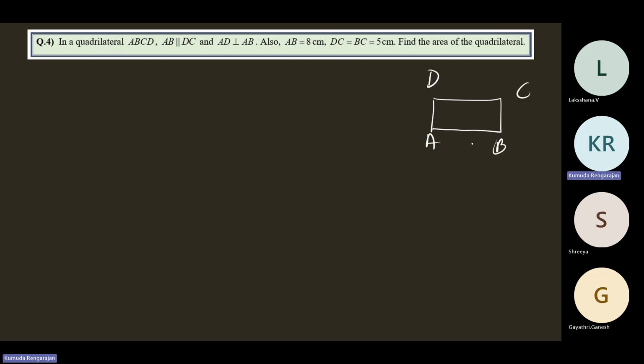This is actually the quadrilateral ABCD. AB is parallel to DC. Okay. Then AD is perpendicular to AB. This is AD. This is AB. They're perpendicular, which means here it is 90 degrees. So this is 90 degrees. And then AB is 8. DC is 5. And BC is also 5.